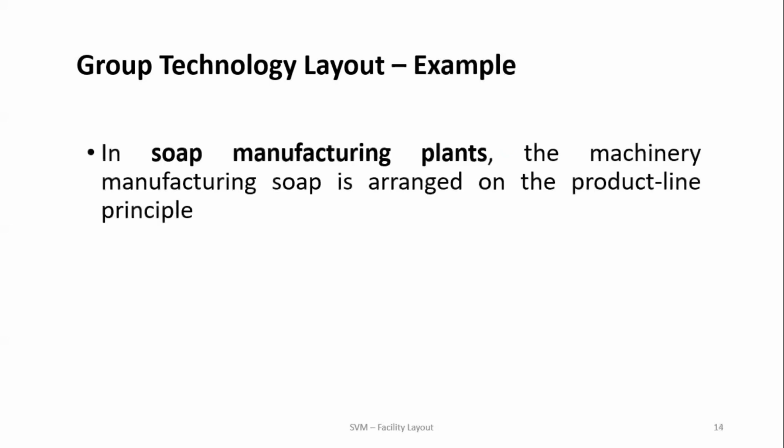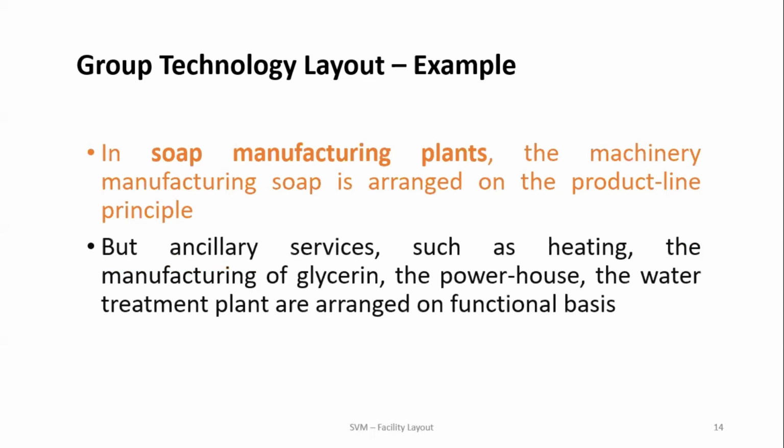An example for this type of layout is a soap manufacturing plant, where the machinery manufacturing soap is arranged on the product line principle, but the ancillary services such as heating, manufacturing of glycerin, the powerhouse, the water treatment plant, all these are arranged on a process layout basis or a functional basis.